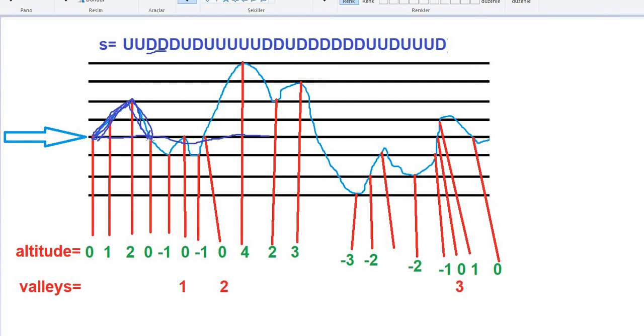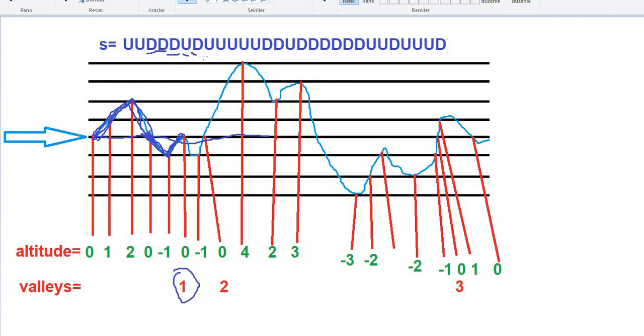After that, the hiker begins from sea level and goes down in the 5th move. And in the 6th move, he goes up 1 unit. So he begins from sea level and reaches sea level again. So this means that this is a valley. So we will count 1 valley here.